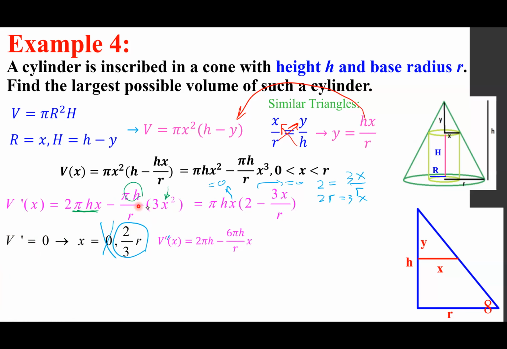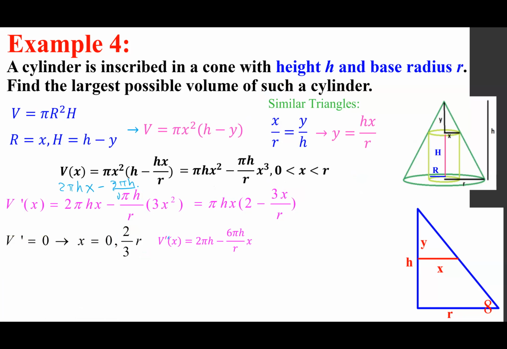This one, class. Let me just erase it and show you. First of all, this is v double prime. Secondly, this is 2 pi hx minus 3 pi h over r times x squared. So this gives you just 2 pi h. This gives you 3 pi h over r times 2x. That's how you arrive at this, okay?